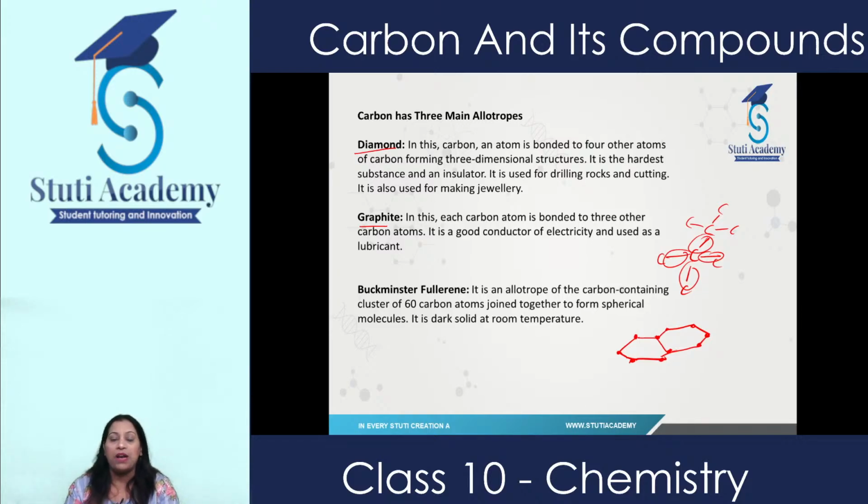Then next is Buckminster fullerene. It is an allotrope of carbon which contains 60 carbon atoms, and it is a dark solid at room temperature, and it forms a spherical molecule. So these are the three main allotropes of carbon: diamond, graphite, and Buckminster fullerene.